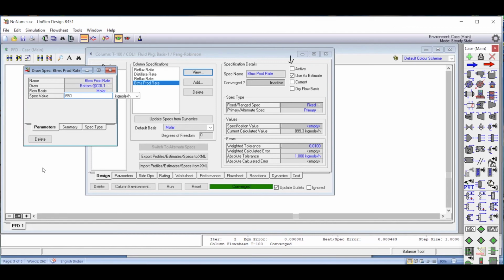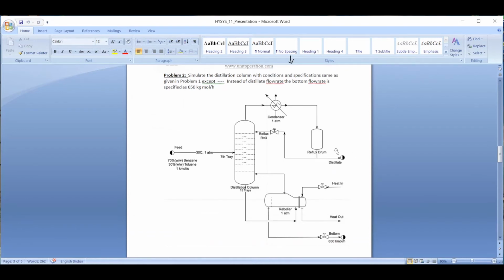So remember, in problem 1, 2700 was the distillate flow rate, so the bottom was like 900. Now we are drawing less of the bottom, of course. If we draw less of the bottom, the purity of the compound will go higher and higher, and of course the distillate flow is going to be less. So the distillate flow would be 3600, 1 kilomole per second is equal to 3600.